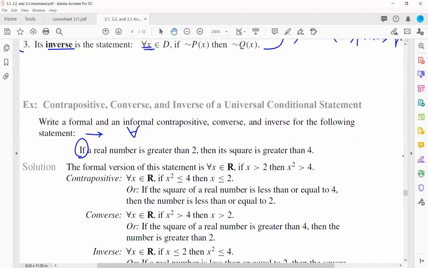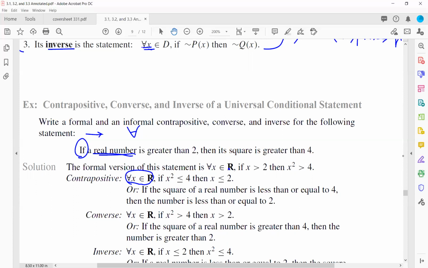For any x in R, any real number, if x is greater than 2 (hypothesis), then x squared is greater than 4 (conclusion). Let us define the contrapositive. You copy down your quantifier, for any x in R. Now, the negation of x squared greater than 4 is x squared less than or equal to 4. Then the negation of x greater than 2 is x less than or equal to 2.